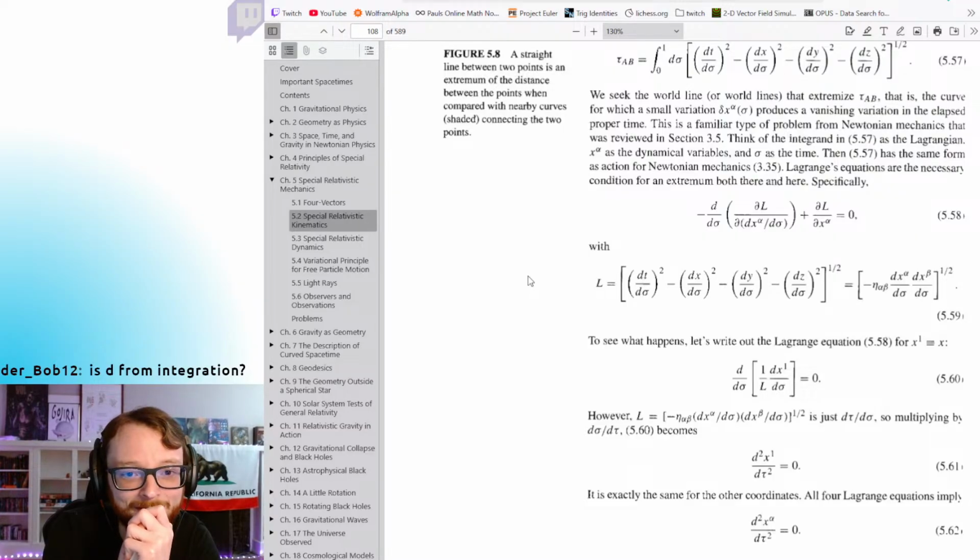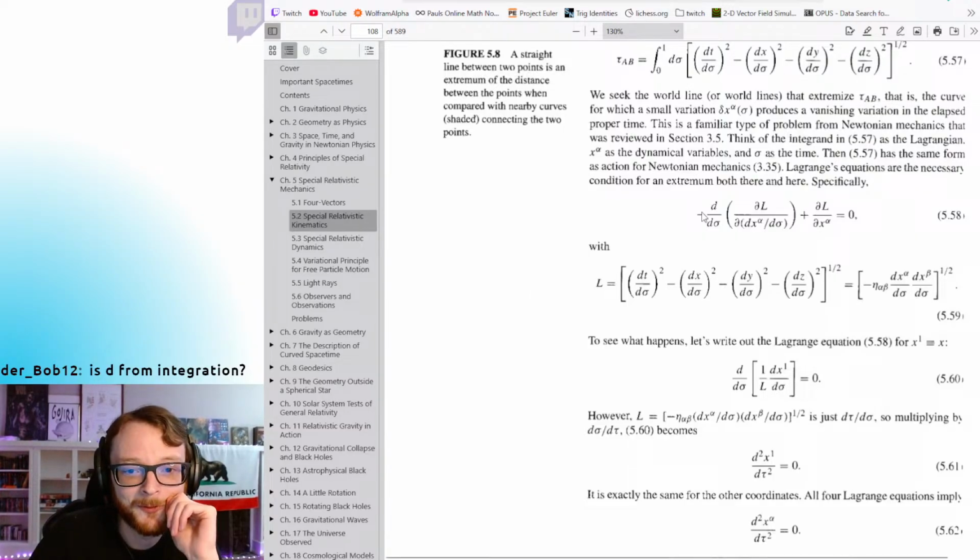Is d from integration? I'm not sure. There's a whole lot of d's on this page, so I'm not sure which one you mean.